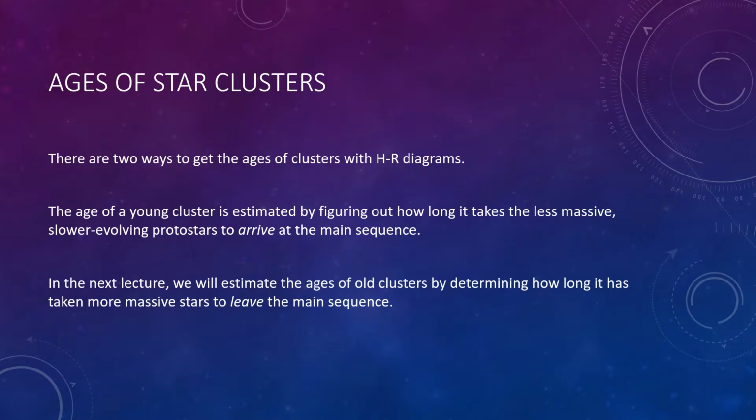There are two ways to get the ages of star clusters with an HR diagram. What we have seen in the previous slides is for young clusters. The age is estimated by figuring out how long it takes the less massive stars to arrive on the main sequence. In the next lecture, we will estimate the ages of old clusters by determining how long it takes for the most massive stars to leave the main sequence. And that's actually the best way to do it.